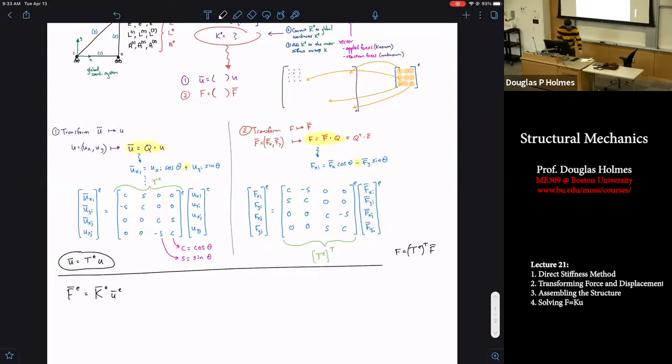Those probably should have E's, shouldn't they? They should. All right, let's put E's where they belong. Elemental displacement vector, elemental displacement vector, and similarly here. Now it makes it probably easier to see. So now I can take this and put it here, such that this becomes K E T E. Not that bad, right?